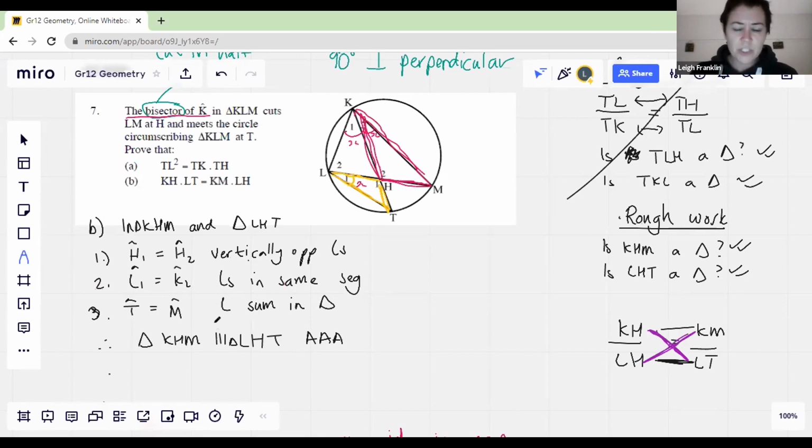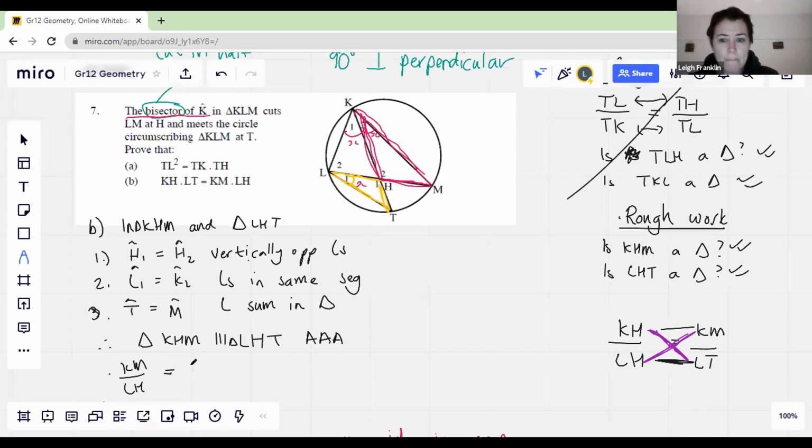Benedict was a champ the last time at that. Does anybody else want to tell me what I should write? Remember, we're writing our proportion statement, the corresponding sides in proportion. So get me started. Okay, Noni's going. KM, hang on, Noni. KM over LH, you said. Yes, good. Equals. Chad says KH over LH. Same thing. Perfect. Well done, guys.